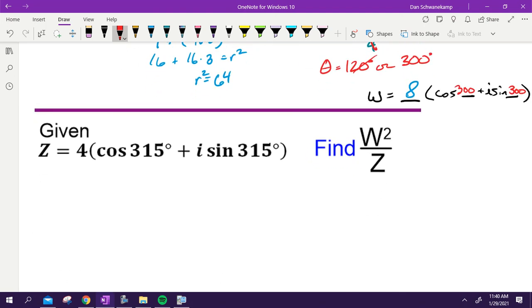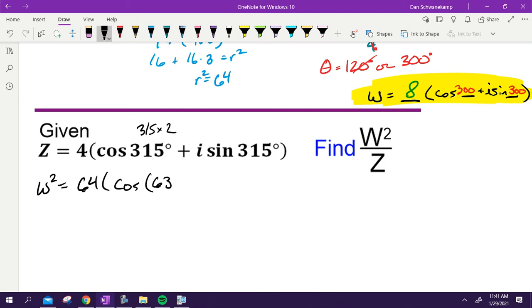The next one, now they gave me Z, and they're asking me to find W squared over Z. Well, to get W, that's what we found right here. This was W. So the first thing I need to do is find W squared. If I'm finding W squared, what do I need to do with that 8 here? Brooklyn, what do I need to do? I square it. If it says W squared, I take the radius, I square it. So it's going to get her 64. What are you going to do with your angle? You multiply by 2. If I'm squaring it, I just take the angle and multiply by 2. So 315 times 2 would get me 630.